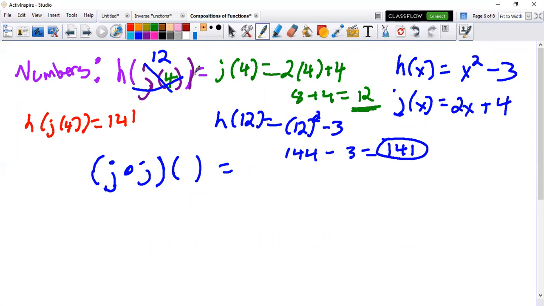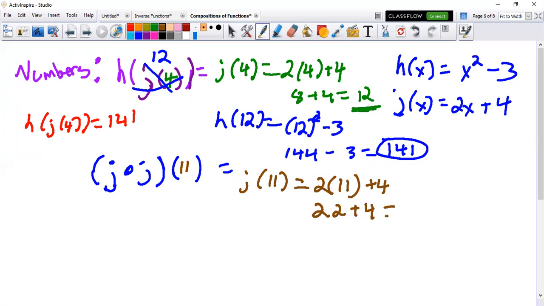But again, I'm starting with a number here. So let's go a little higher with this one. Let's go, I don't know, let's go 11. Okay, so I've got j of 11. All right, 2x plus 4. So I've got 11. I still got the 2 in front, plus 4 on the back end. 2 times 11 is 22, plus 4 is 26. So j of 11 is 26.